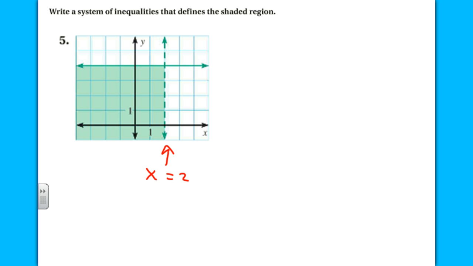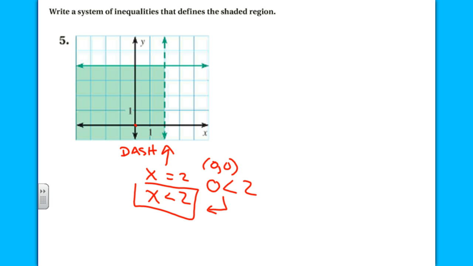And so 0, 0 should make this statement true. So he's going to test 0, 0. And 0 is what to 2? 0 is less than 2. So we go back and write the inequality and tell us what it is. X is less than 2. Now, should there be an equal sign under there? Why not? Dash. It's a dashed line. Good. So we have it. X is less than 2. And the second line is solid.